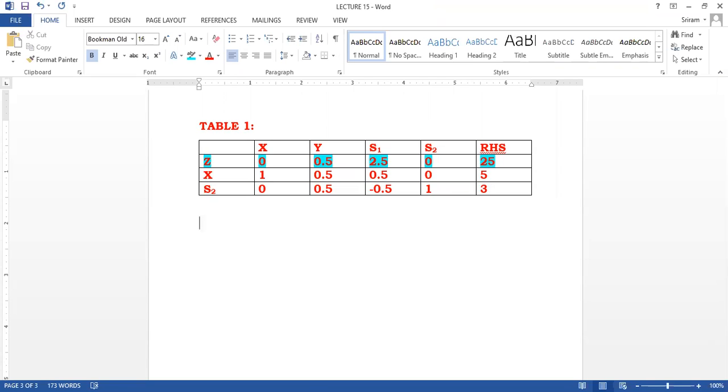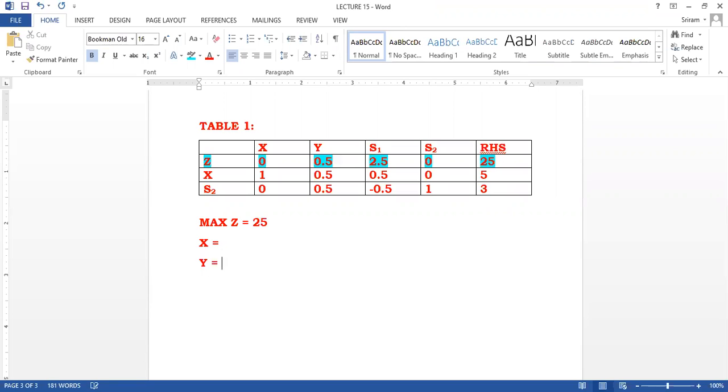When I check here, the values in the Z row are 0, 0.5, 2.5, 0, 25. All the numbers are plus. That means we have reached the final solution. So I am going to write the answer. Maximum Z equals the corresponding right hand side value, which is 25.